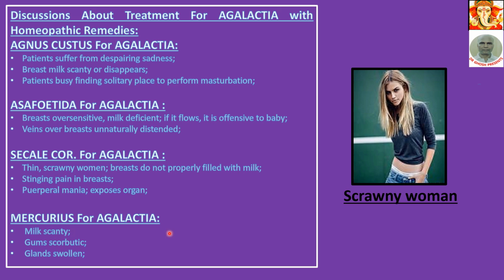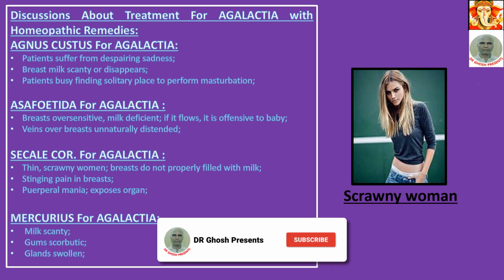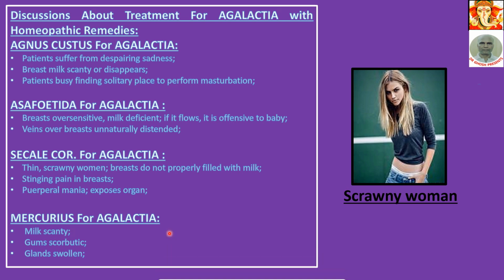Asafoetida for Agalactia. Breast oversensitive, milk deficient. If it flows, it is offensive to baby. The baby will not take the nipple in the mouth. He will just remove his mouth from the nipple. Veins over breast unnaturally distended. Bluish veins can be visible over the breast.